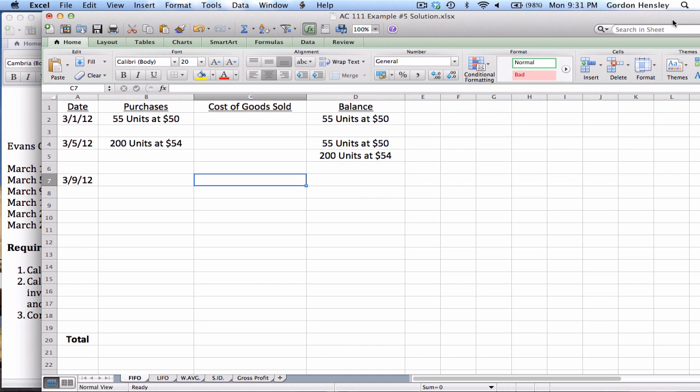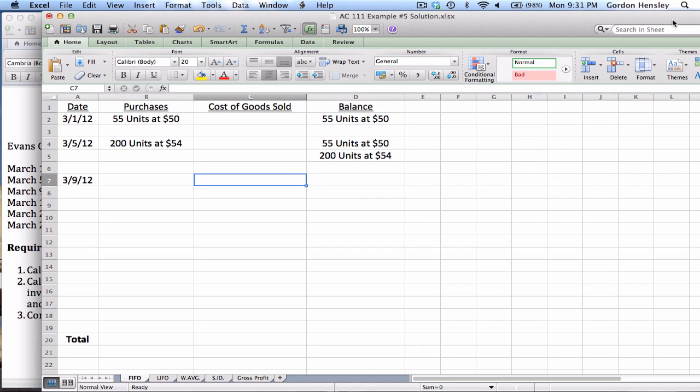Now, I sold 200 units. Here's the problem. Which 200 units did I sell? I've got 55 units that I paid $50 for. I've got 200 units that I paid $54 for. They're stored in the same place. I don't actually know which ones I sold. So I'm going to do this using first in, first out, or FIFO. I'm going to assume that the first units that came in are the first units that were sold.